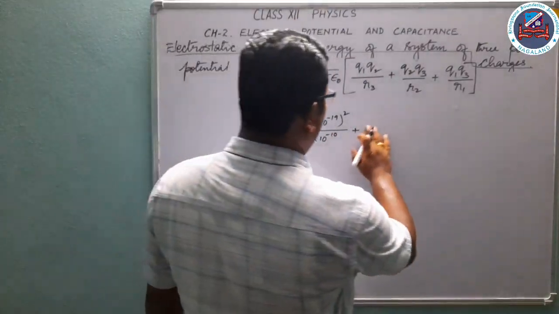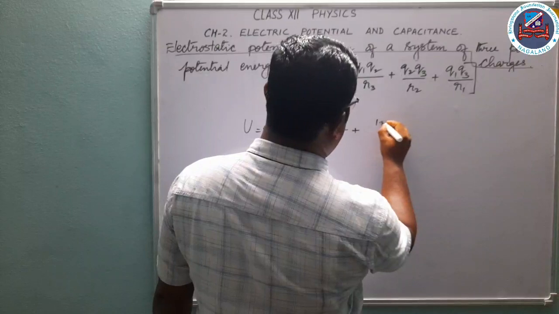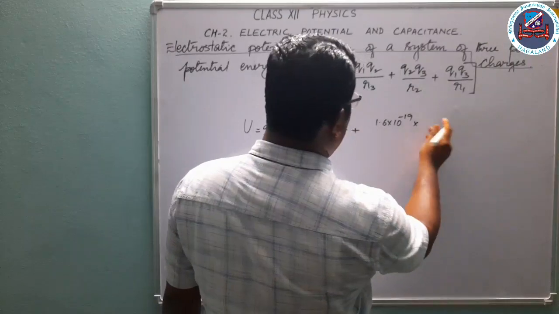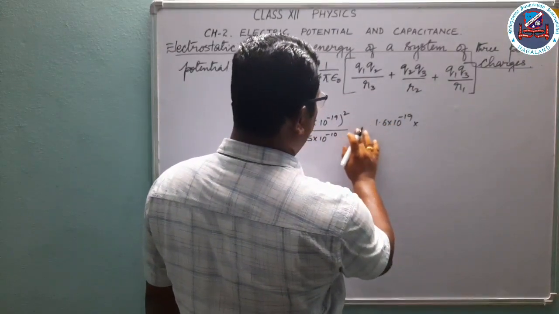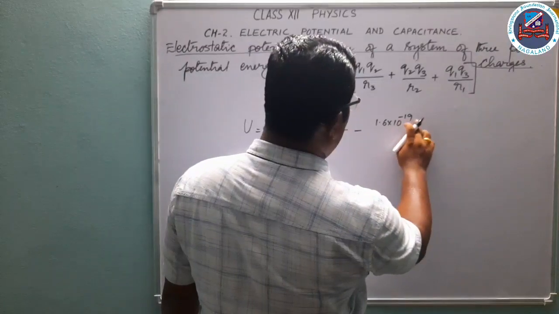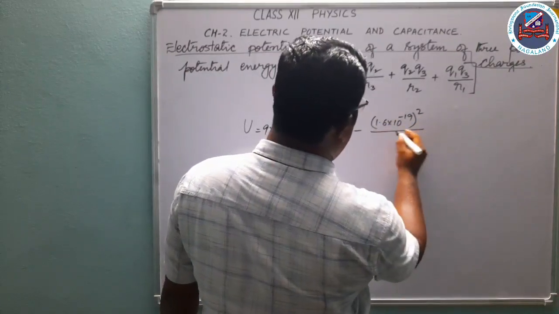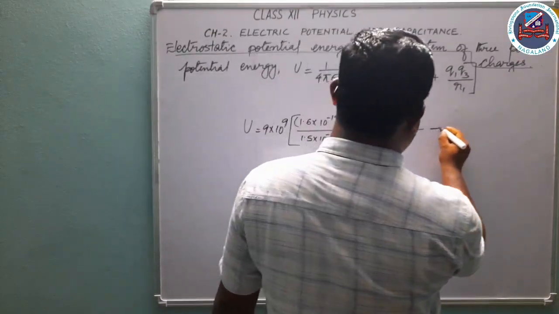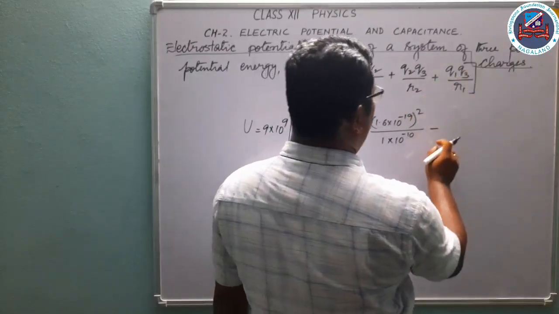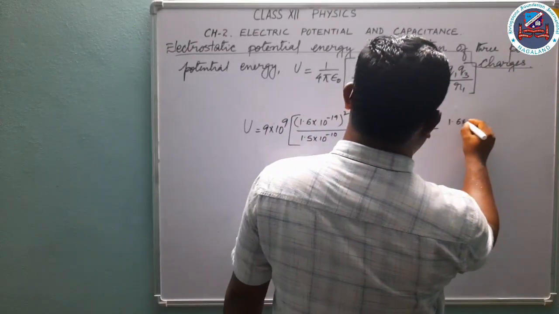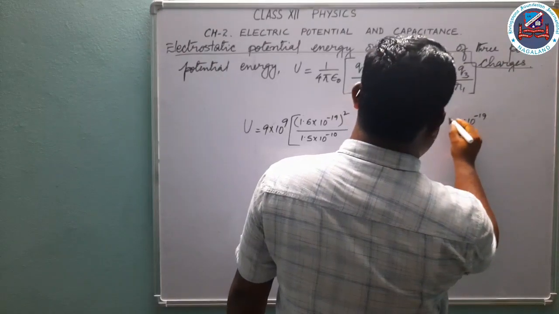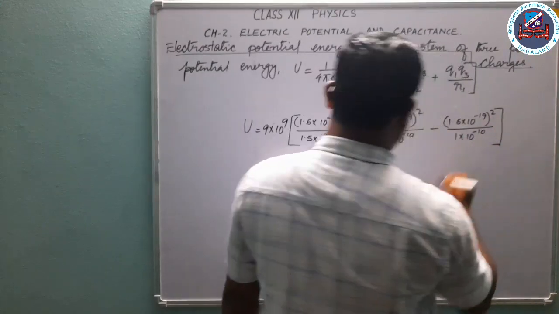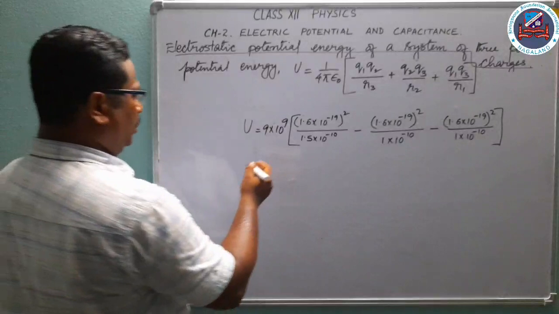One is minus and one is plus. It looks like this: 1.6 into 10 to the power minus 19 into minus 1.6. Minus into plus will give you minus, so ultimately this will change into minus. So instead of writing twice, we will be writing whole square, divided by R2 is 1 angstrom unit, is 1 into 10 to the power minus 10 meter, plus, again this plus also will change to minus because R3 is minus, so it will be 1.6 into 10 to the power minus 19 whole square, divided by 1 into 10 to the power minus 10. Then we will take out the common terms outside.